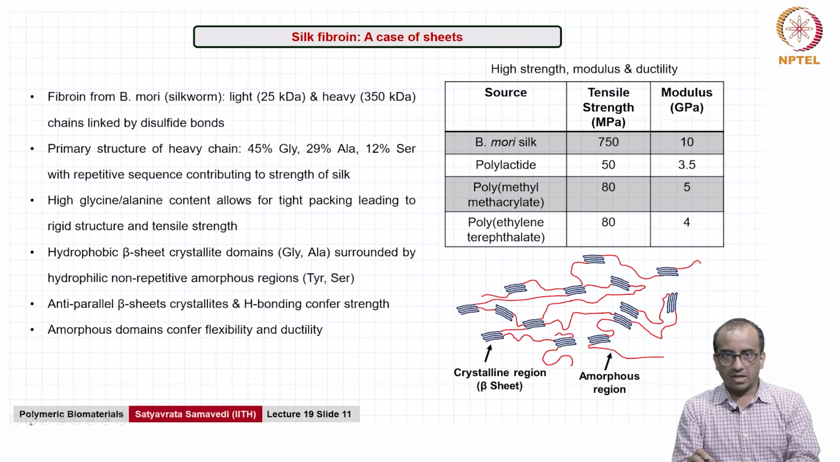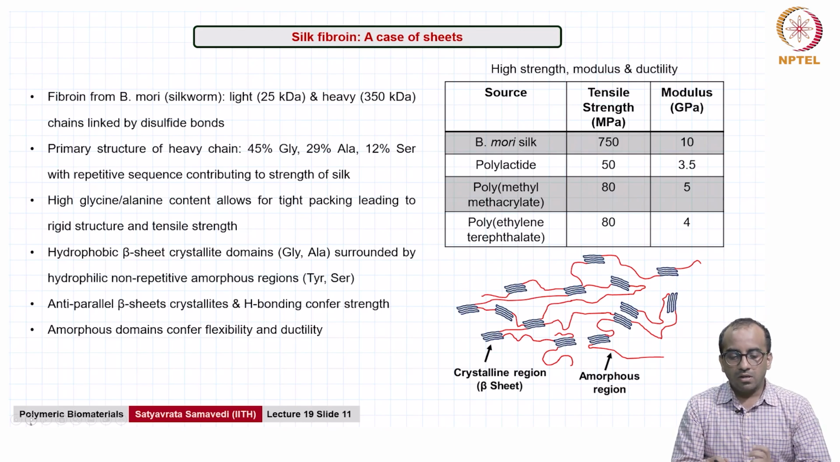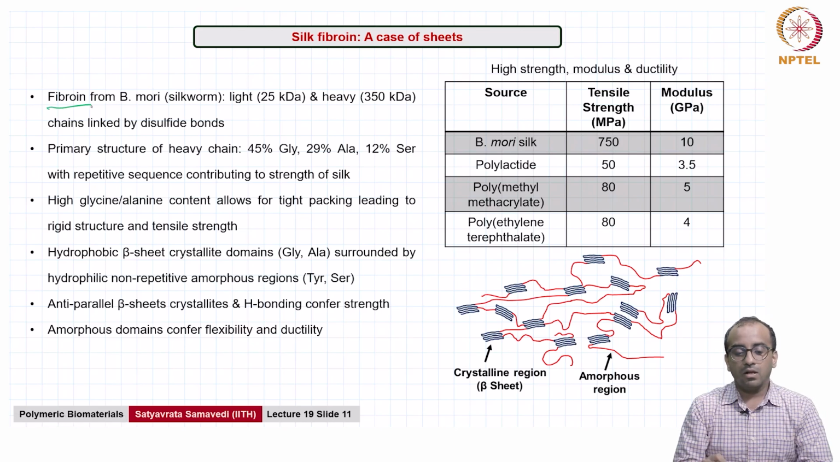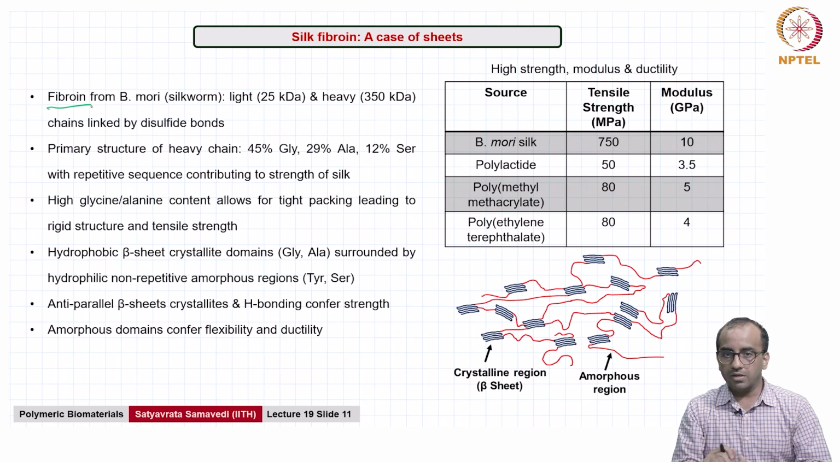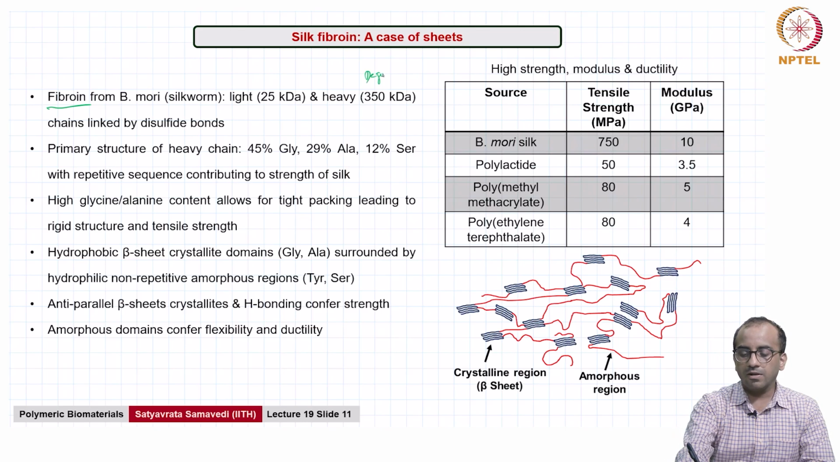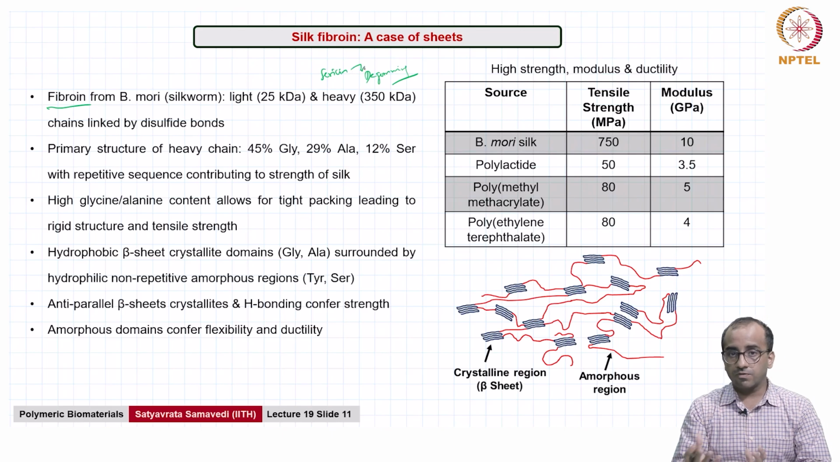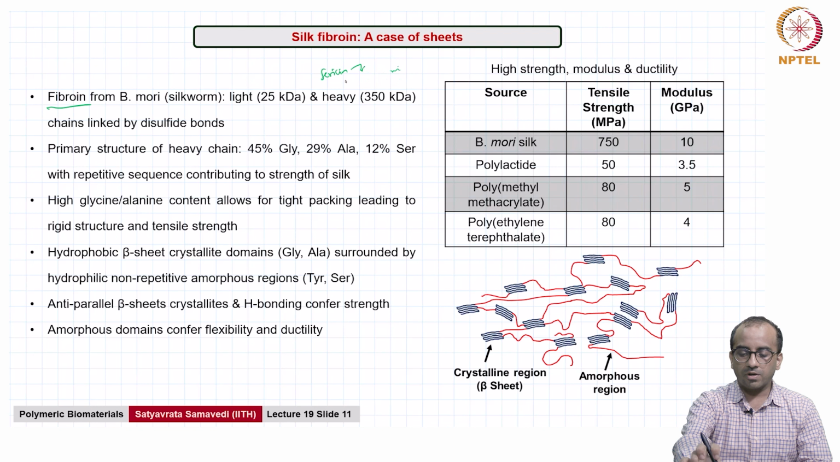Another example that we will look at now, looking at sheets, is silk fibroin. This is something we have looked at briefly in an earlier lecture. We will again reiterate some key concepts here. What we are talking about first, you have to note, is silk fibroin. There is also a sericin component to silk, which can be removed through a process called degumming. Sericin is removed through degumming, and we are primarily focusing on the fibroin component here, which is obtained from the silkworm.